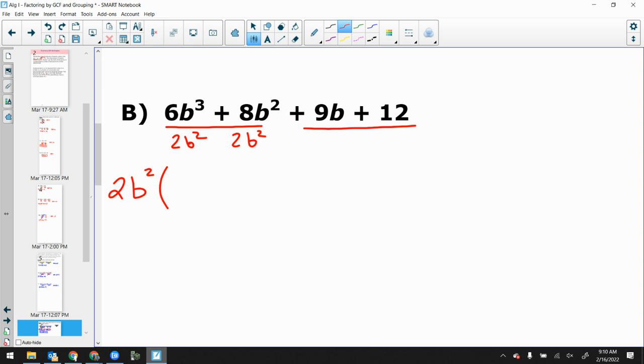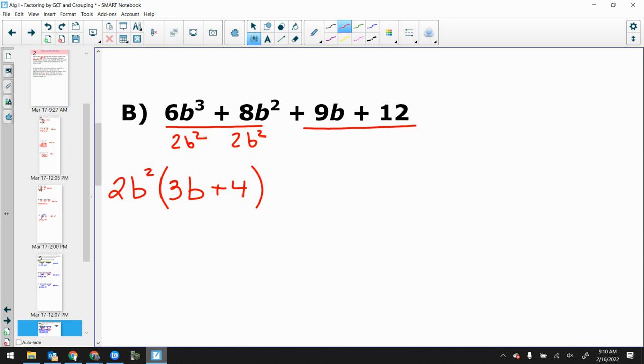So 6 divided by 2 is 3. B to the third over b squared is just a b. 8 divided by 2 is 4. And the b squared goes away because I'm dividing out another b squared.